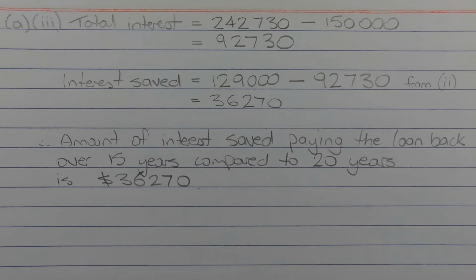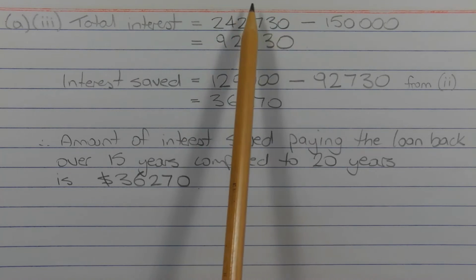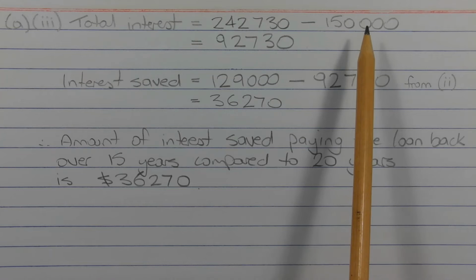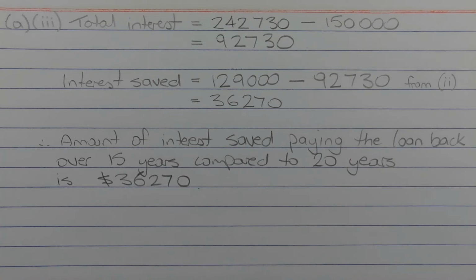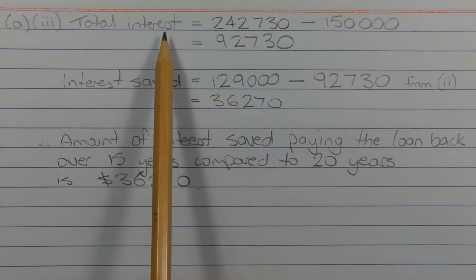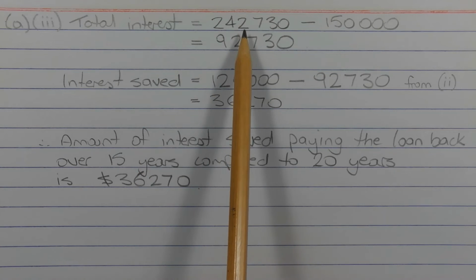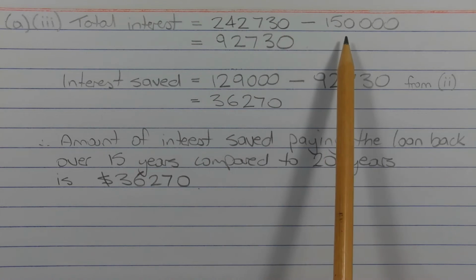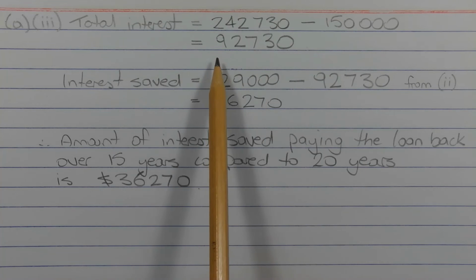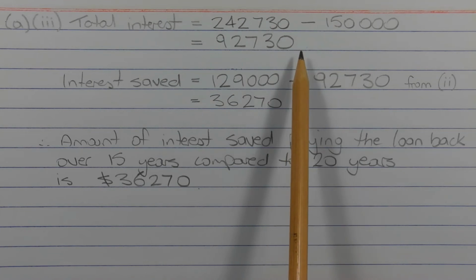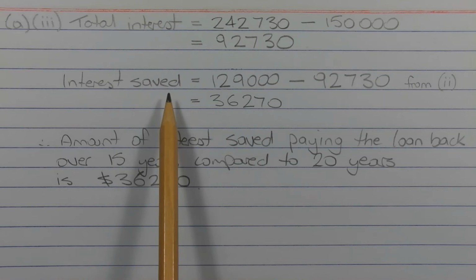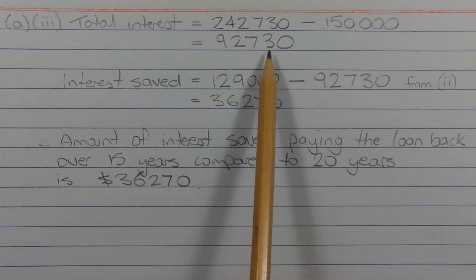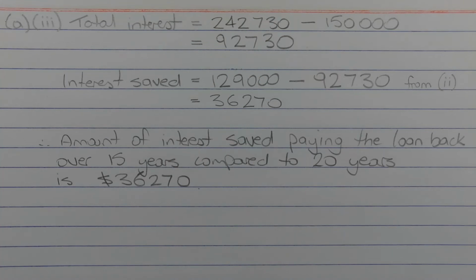$242,730. So to work out the total amount of interest paid, we find the difference between the total amount repaid and the amount borrowed, which is $150,000, similar to what was done in part 2. So the total amount of interest paid is equal to $242,730 minus $150,000, which equals $92,730.